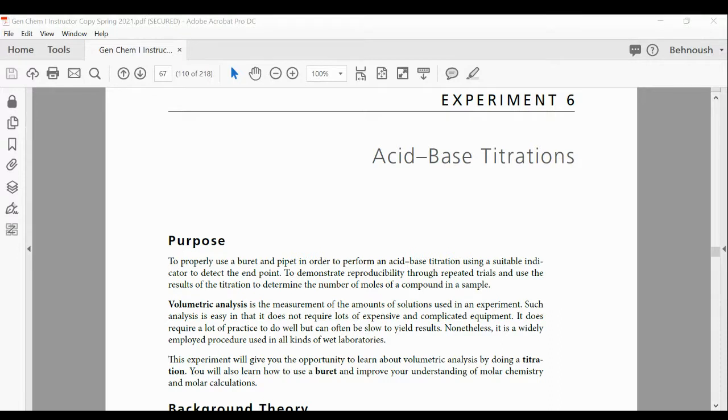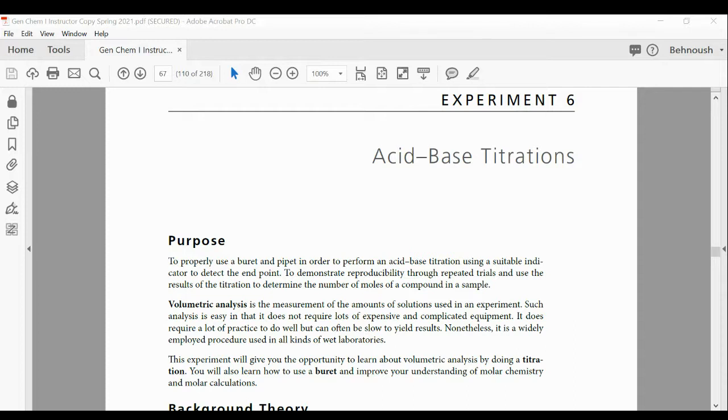But the endpoint of the reaction depends on the indicator. If you search for different indicators, some change color at a pH of 5, some change color at a pH of 7, and some change color at a pH of 8, or between 8 and 9. If you're using a strong acid and a strong base, the best indicator would be one that changes color at the neutral point, or pH of 7.